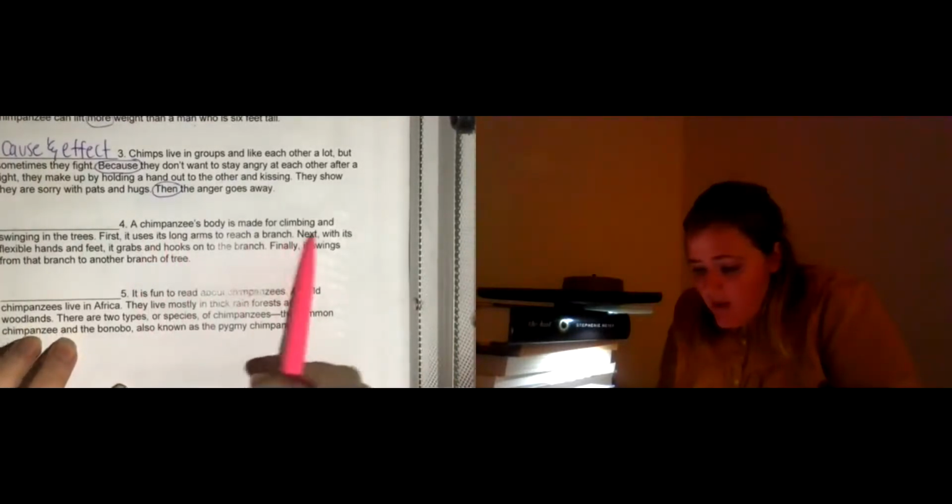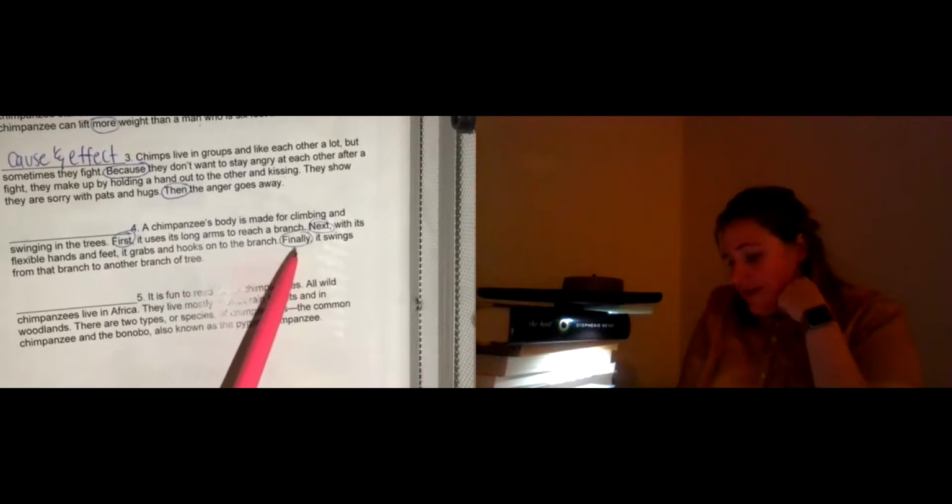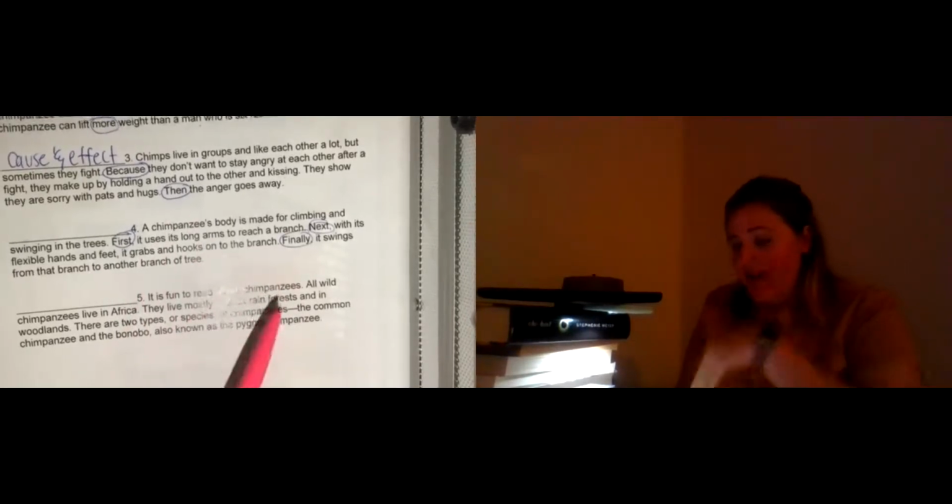All right, let's read number 4 together. A chimpanzee's body is made for climbing and swinging in trees. First, it uses its long arms to reach a branch. Next, with its flexible hands and feet, it grabs and hooks onto the branch. Finally, it swings from branch to branch. It swings from that branch to another branch of the tree. So the main idea of this passage is it's mainly about how a monkey swings from tree to tree, the steps that it takes to do that, right?